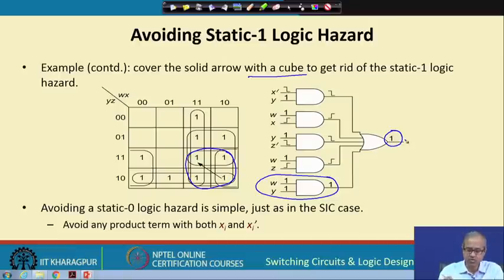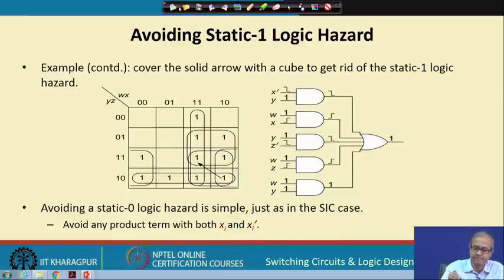For a static 1 hazard this kind of thing will come, but for a static 0 hazard you need not worry, just like in the single input change case, because a static 0 hazard will occur only for this hypothetical scenario which normally you will never do.